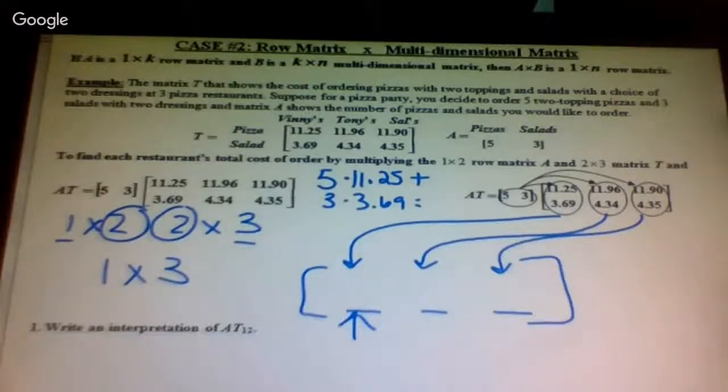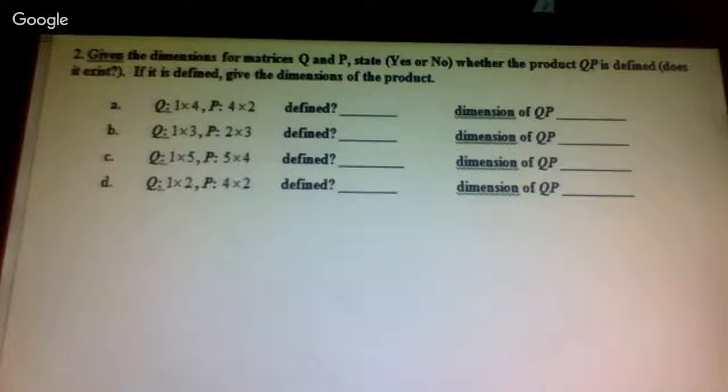Okay, so let's just jump to these examples. Just like we had to do with the addition and subtraction yesterday, you need to tell me, can it happen? And if it can, what are the dimensions of my answers?